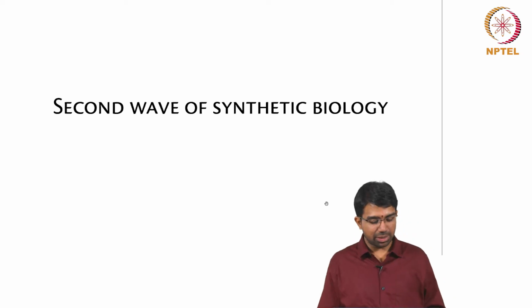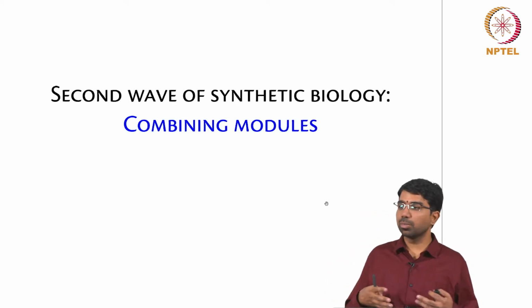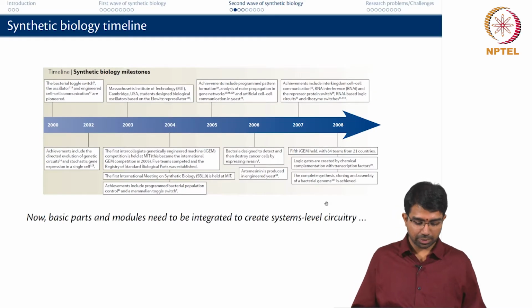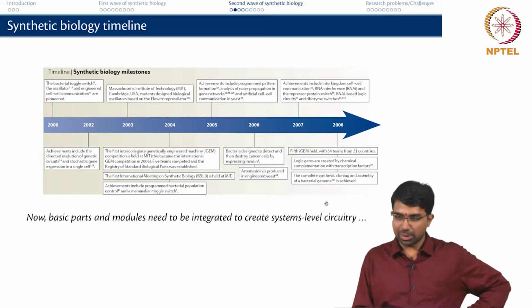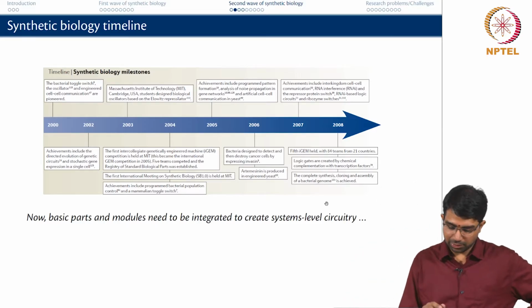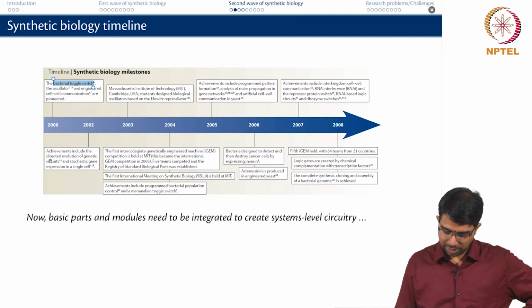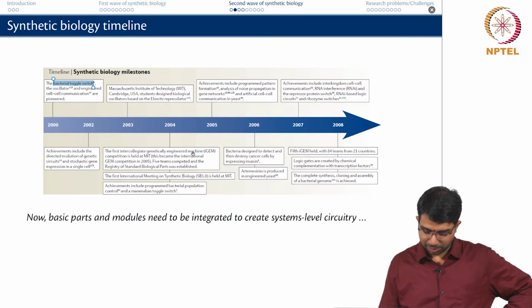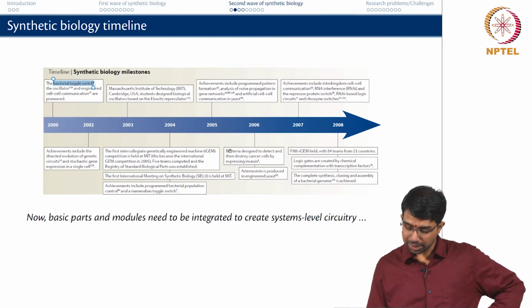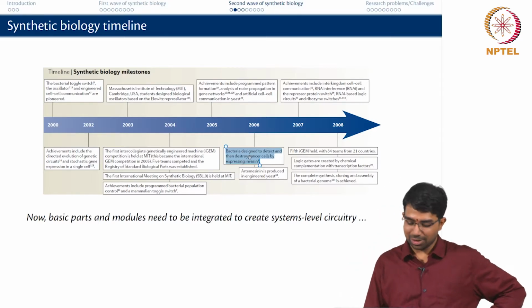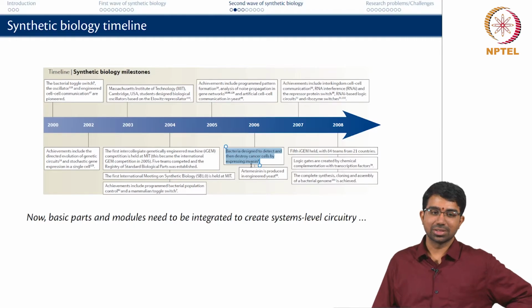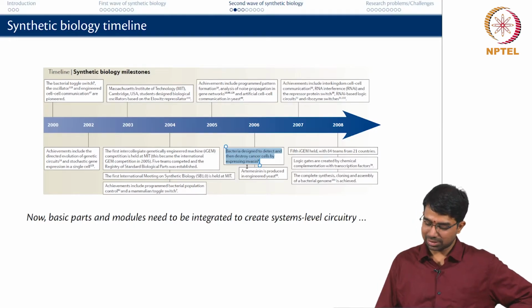The next wave of synthetic biology is combining these modules. How do you put these modules together to build more complex systems, more complex functions, and this is a nice slide telling you the milestones of synthetic biology. So, the first bacterial toggle switch, and then you know the IGEM competition. The first IGEM competition was in 2004, and there is a nice strategy wherein bacteria were designed to, this was called a pathogen find and destroy, right. It could search for pathogens and then destroy cancer cells. This was cancer cells, so they could sense a hypoxic environment.